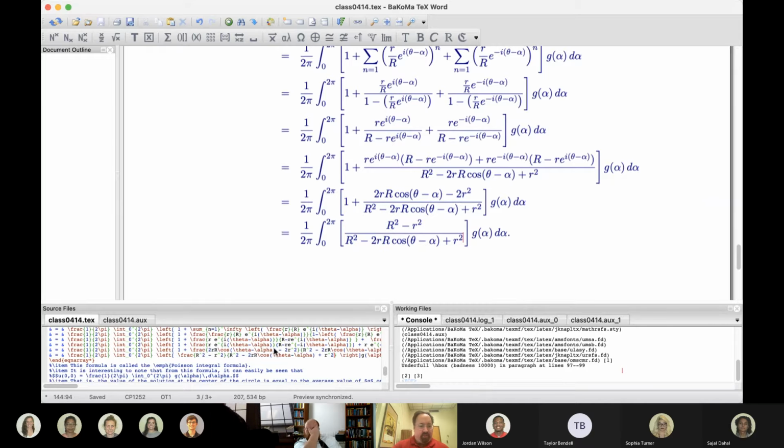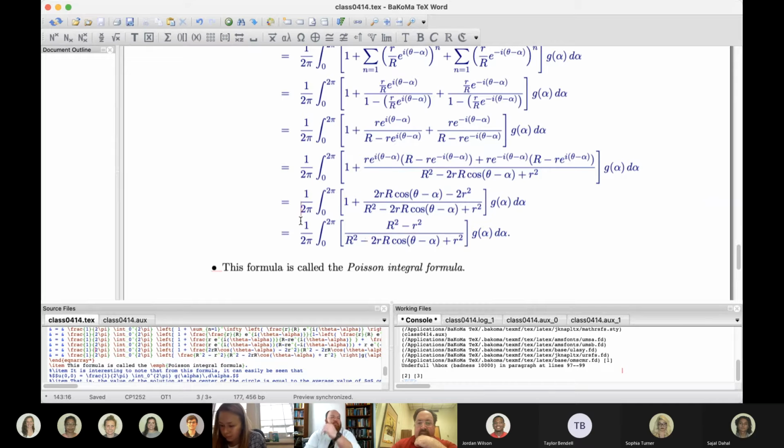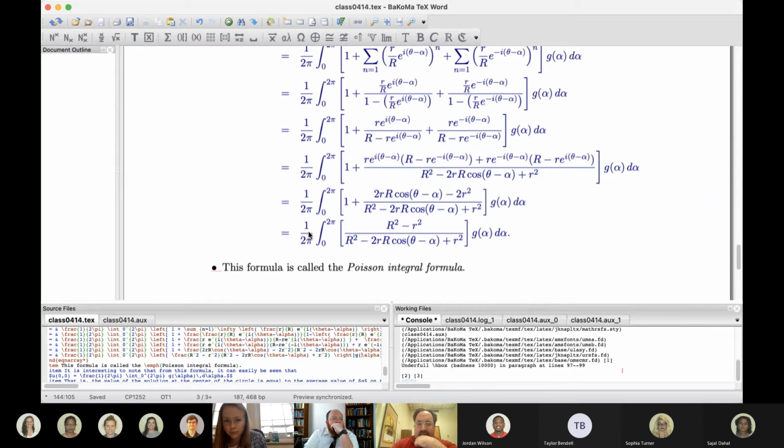So this is my final result, and that is called the Poisson integral formula for the interior Dirichlet problem on a circle. So what you can do is take your boundary data expressed as a function of alpha going from 0 to 2 pi, so a function defined on a circle of radius capital R, and then evaluate this integral, which, given the expressions here, could be extremely difficult to evaluate, or more than likely what you would do is evaluate it numerically.